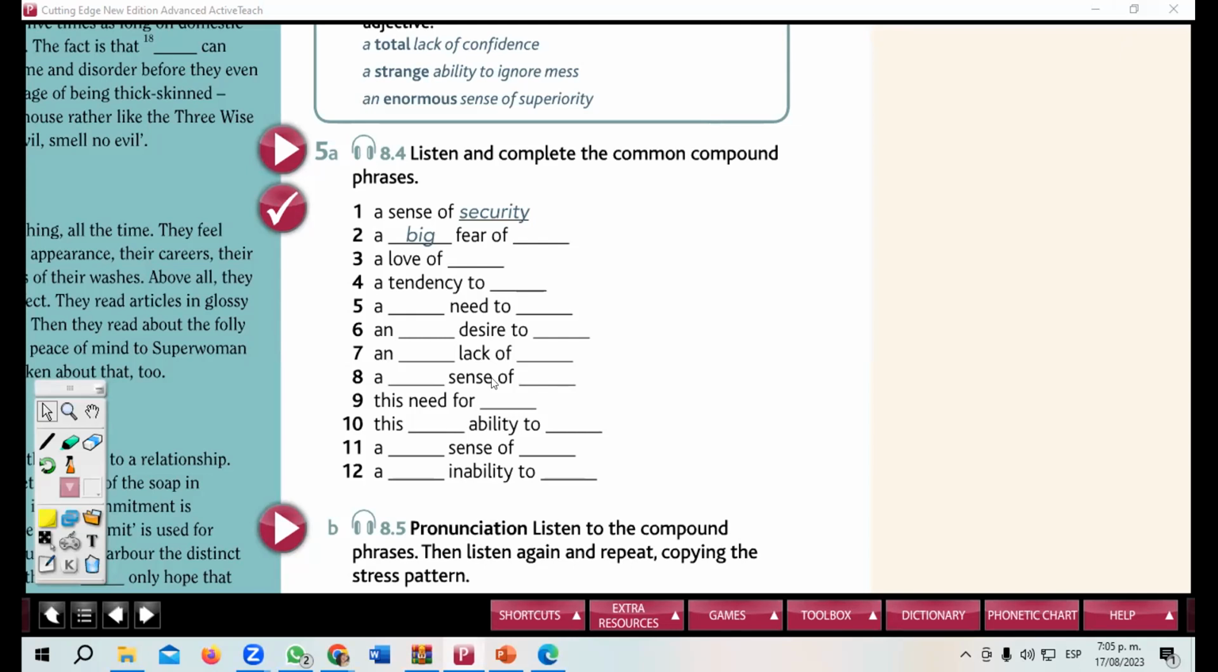Teacher, I don't hear the answer. Okay, let's continue with Jeanette. Teacher, a love of adventure? Yes, a love of adventure. Jean-Claude, for number 4. A tendency to? No, teacher, sorry, I don't have the answer. Okay, let's continue. I'm writing. Jose, a tendency to? Jose, number 4.